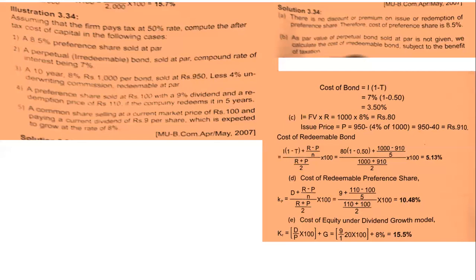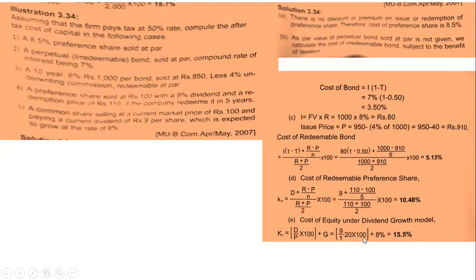Now the next thing is cost of equity under the dividend growth model. The formula is D divided by P into 100, plus growth rate. Under the fifth situation, the D they have given is 9 rupees per share. So 9 rupees per share would be the dividend, and the P value, net proceeds, will be 100. There is a slight printing error, so it must be 100. 9 divided by 100, P value 100.